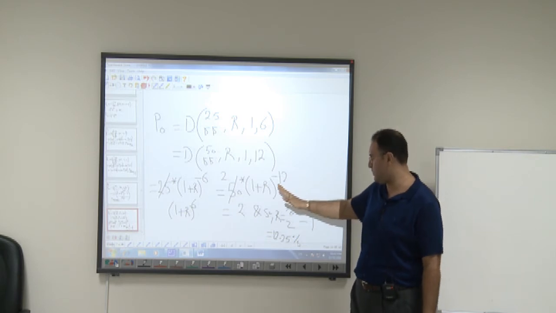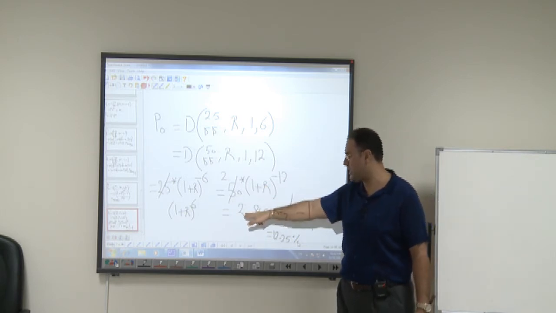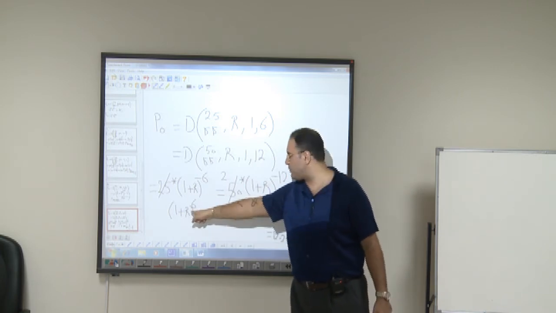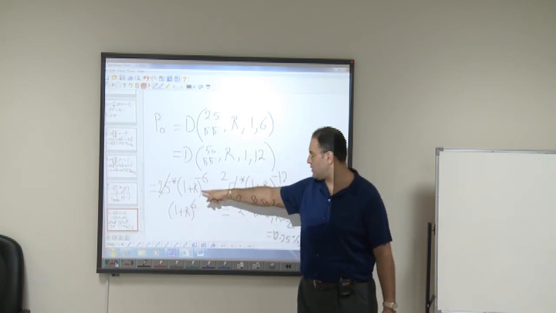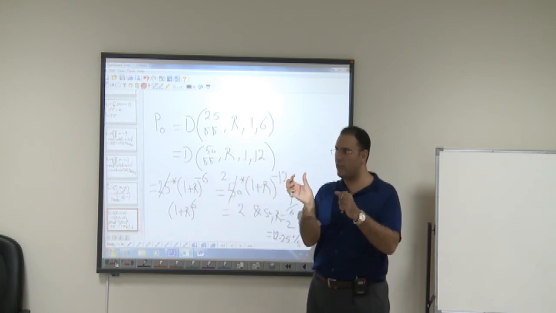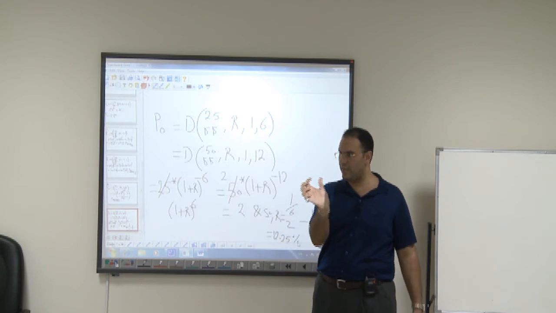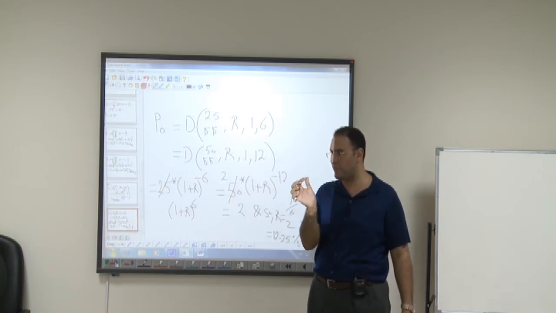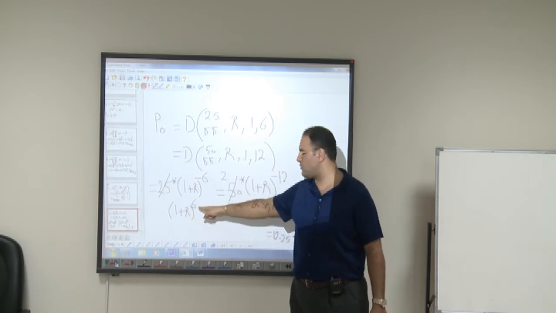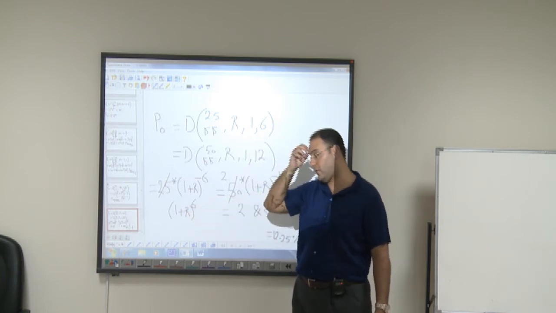If you do that, you're going to have 2 here, nice and clean. And the left-hand side is going to boil down to 1 plus R to the power of 6, because 1 plus R to the power of negative 6 times 1 plus R to the power of 12, you unite the bases, which is 1 plus R to the power of 12 minus 6, which is 1 plus R to the power of 6.